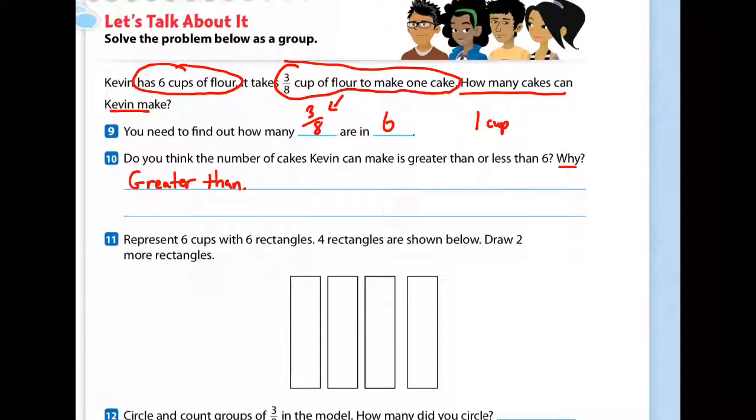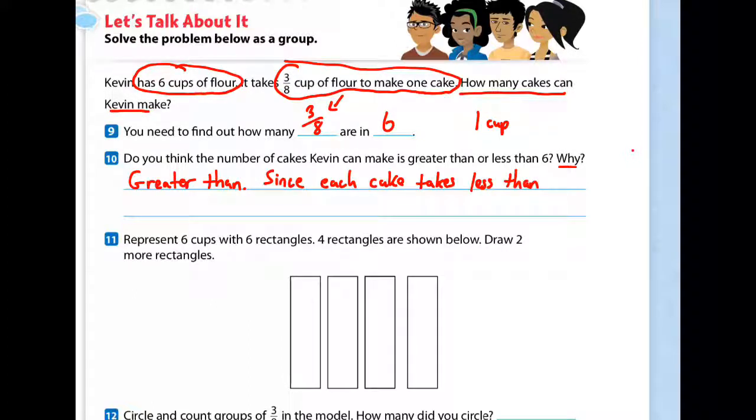All right? So what I'm going to say is greater than, and I'm going to say, since each cake takes less than 1 cup of flour, you can get more than 6 cakes. Okay, if you had it wrong, or if your explanation wasn't right, you can fix it. But if you had the right idea, just different words, that's absolutely fine. You don't need my exact words.